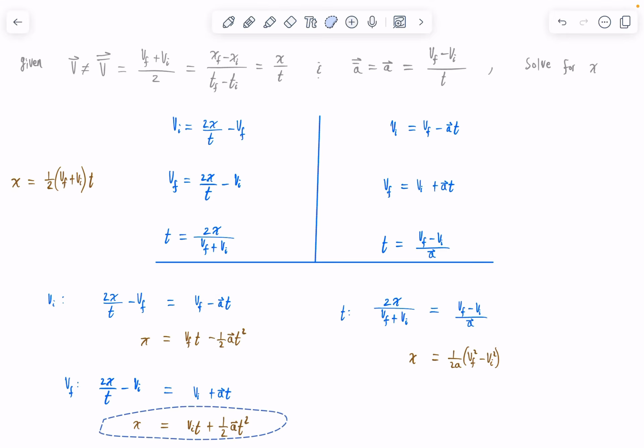Same procedure. Now for solving for the x using the times, we get this. So of course cross multiplying and then dividing by 2a to isolate the x. So we have these 4 equations for the displacement or the change in position given this information.